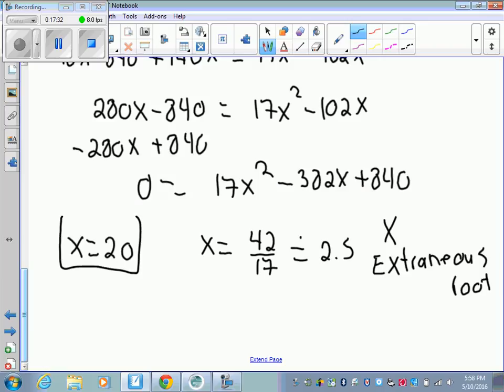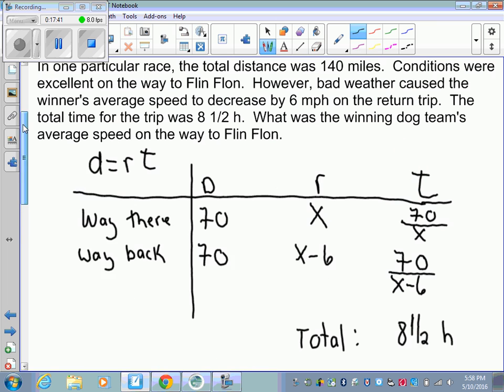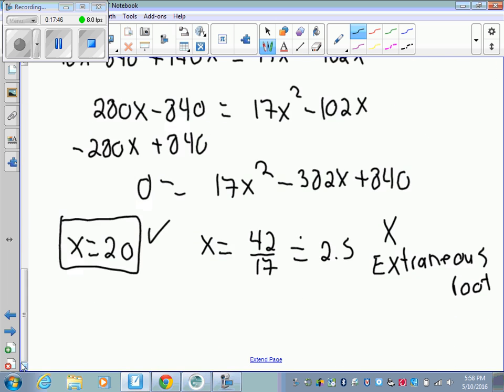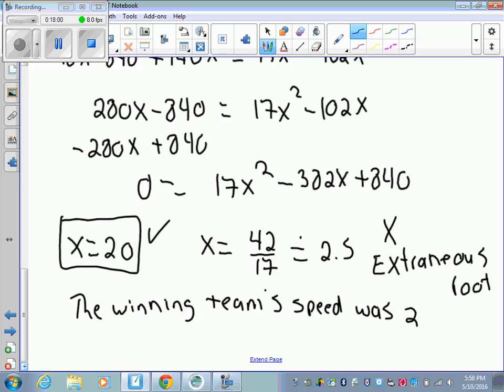This one is acceptable. It works. The dogs were going 20 miles per hour. Is that what they were asking us for? Let's go back up. What was the winning dog team's average speed on the way to Flin Flon? The winning team's speed was 20 miles per hour. Okay?